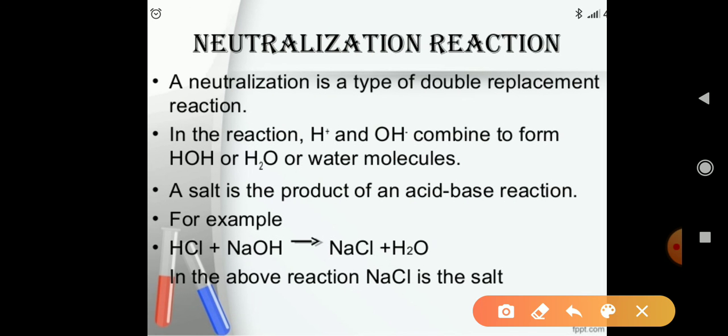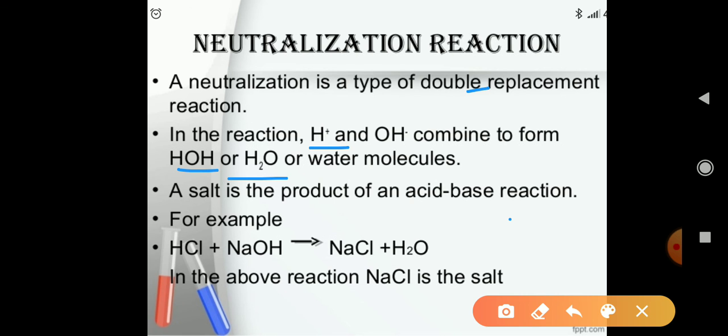Then one more type is there, the neutralization reaction. Now neutralization is also a double displacement type of reaction. In this reaction, H plus and OH minus combine to form HOH, that is H2O, the water molecule. So in a neutralization reaction, water is produced from the H plus and OH minus ions of the reactants, that is, H plus from one reactant and OH minus from another reactant combine to form a water molecule.